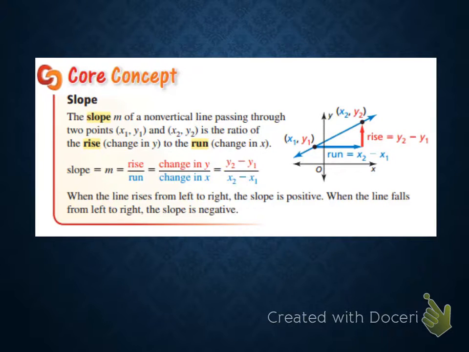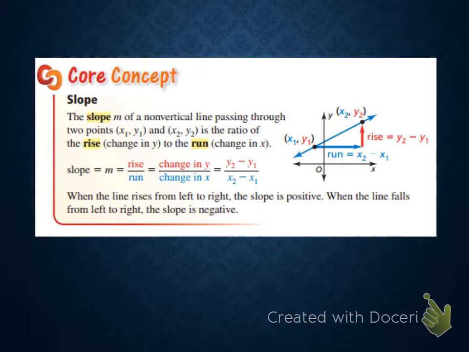Now, the first core concept you've got to think about is slope. The slope, which is designated by the letter m, of a non-vertical line passing through 2 points is the ratio of the rise, the change in y, to the run, the change in x. Slope equals m, which equals rise over run, which equals the change in y over the change in x.